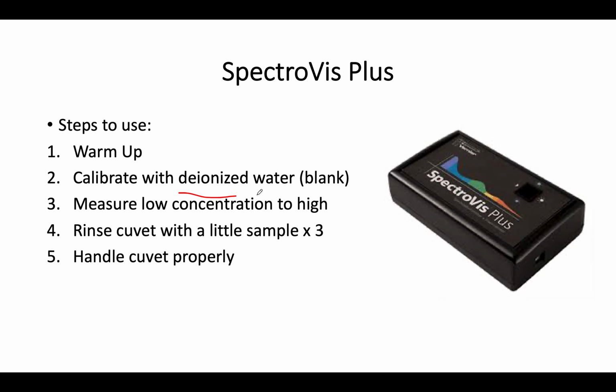To calibrate, you'd use deionized water, which is really confusing because we call this a blank. So many times students put a cuvette in here with nothing in it, thinking it needs to be blank. Well, the terminology is a blank of whatever solvent you're using. So that would be deionized water. You've made all these solutions, then you measure low to high.